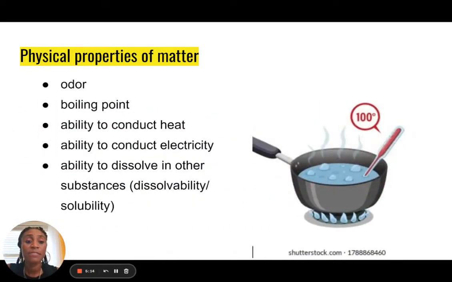Another example of physical property is boiling point. If you observe this picture here, it's 100 degrees and the water is boiling. We also should be able to see another example of physical property, which is conducting heat. The fire here is conducting heat to the pan, which is conducting heat to the water. So another example is conducting heat.